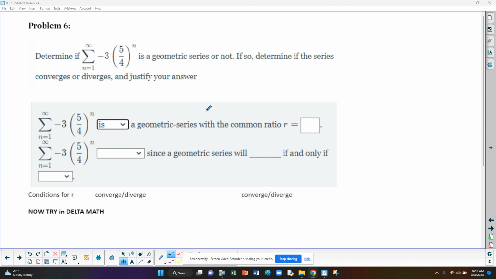So heading into our last example here, we're just kind of looking at the summation notation. This one starts with an a sub 1 of -3. But then here's your r value, and your r value is 5/4, which is greater than 1. So right away, I can tell it's going to diverge. It's not going to ever have terms getting smaller. The terms are just going to get bigger, bigger, bigger, so it's eventually going to go to infinity. So we are going to say that one diverges.